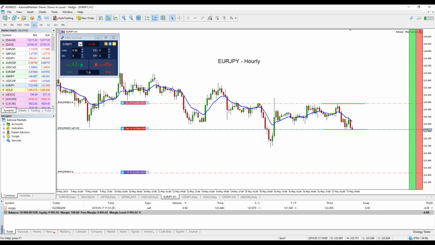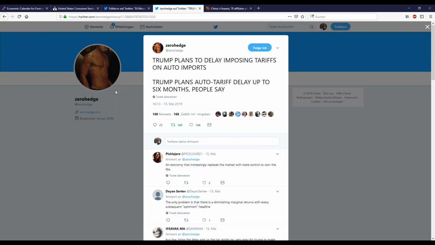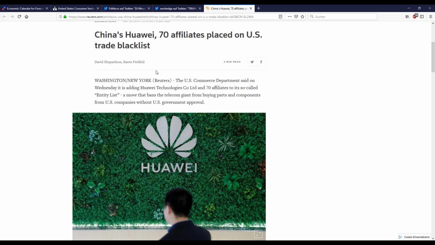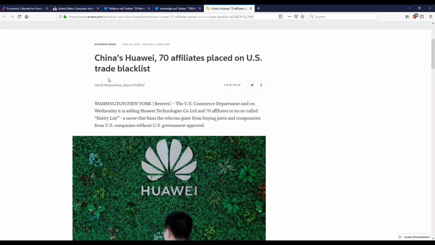And there's also something where we should definitely be really careful about the further developments. Yesterday, there was something potentially also affecting to some extent the NASDAQ, and especially Apple. As you can read in the headline from this Reuters article, China's Huawei and 70 affiliates were placed on the US trade blacklist. It's now on the so-called entity list, a move that bans the telecom giant from buying parts and components from US companies without US government approval.